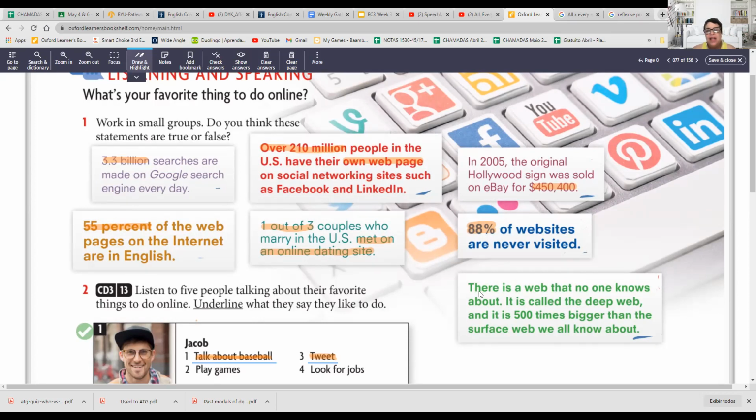Okay. The last one, there is a web that no one knows about. That's interesting. I like this one. Have you ever heard of this, Larissa? No one knows about. It is called the deep web, and it's 500 times bigger than the surface web we all know about. 500 times bigger.